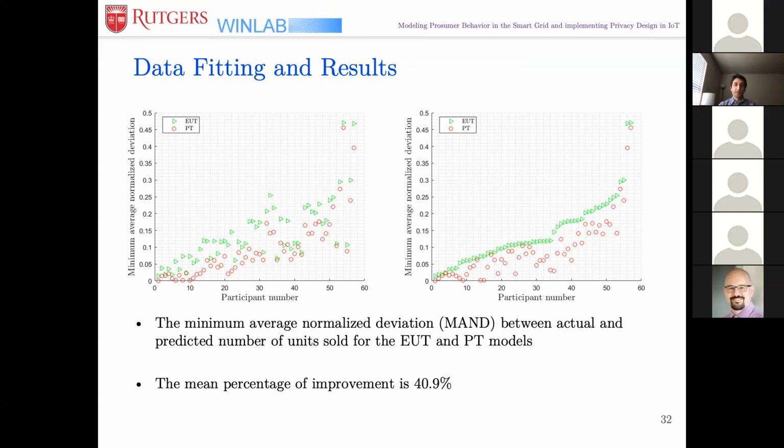On the left, participants are ordered from those who made the fewest number of sale days in the smart grid scenario to those who made the most. And on the right, participants are ordered on the x-axis according to EUT results.